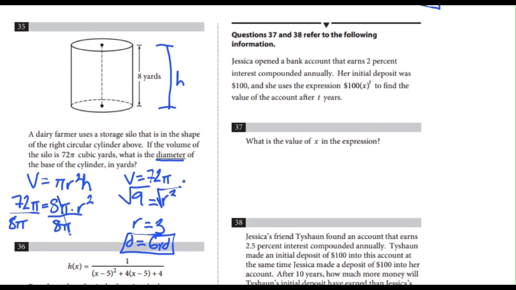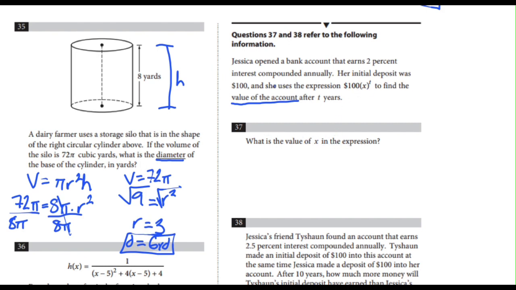Number 37 and 38. Jessica opened a bank account that earns 2% interest compounded annually. Her initial deposit was $100, and she uses the expression 100 times x to the power of t to find the value of the account after t years. This is very important. We're looking for the value of the account, not the appreciation of the account. Number 37, what is the value of x in the expression?